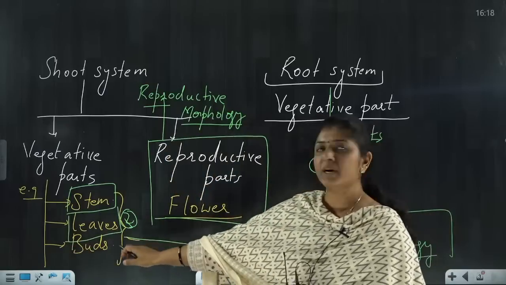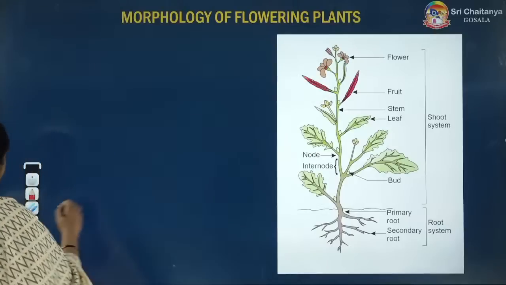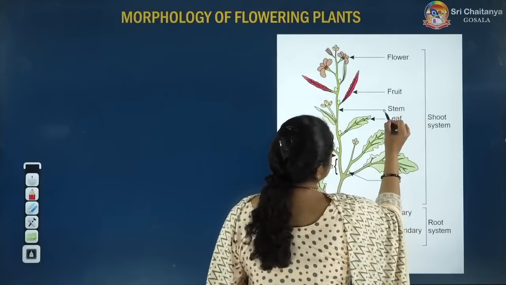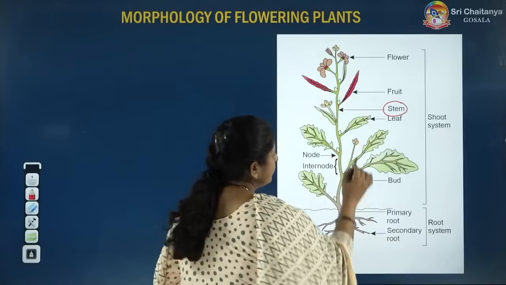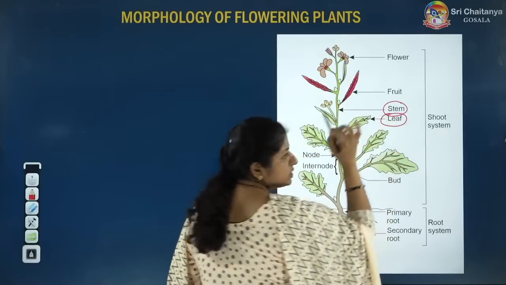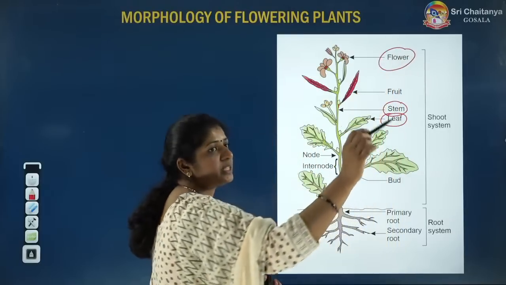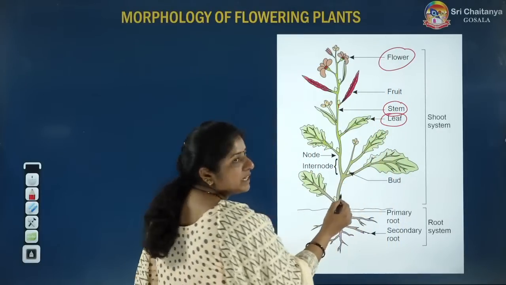Now what are buds? I will tell you this too. When you see this structure, this is a shoot system, this is a stem part, like this main axis. Obviously these are leaves, which are the main photosynthetic part, and the flower, as I just said, is a reproductive part. Fine. Now what are the buds?